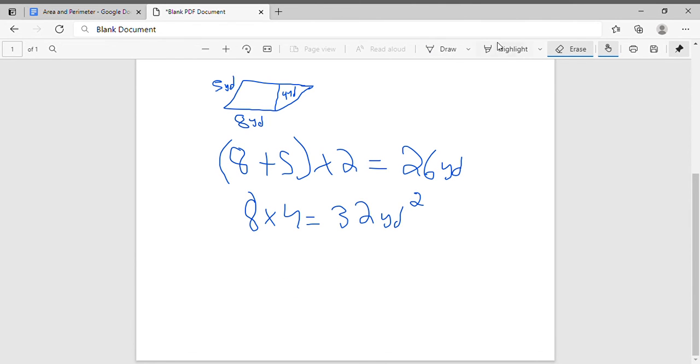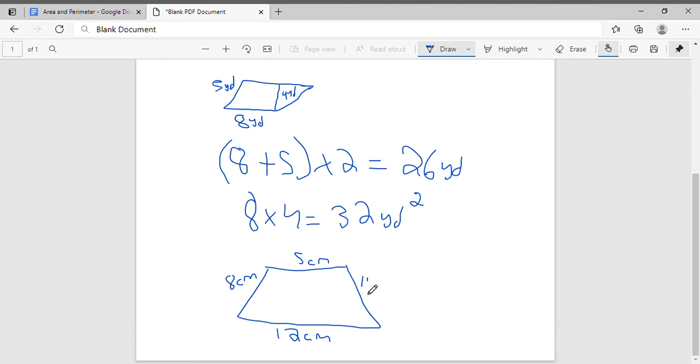Okay, that's not too straight. This is a trapezoid we'll be using. Here it's 12 centimeters. Here it's 5 centimeters. This will be 8 centimeters. And this one is 11 centimeters.